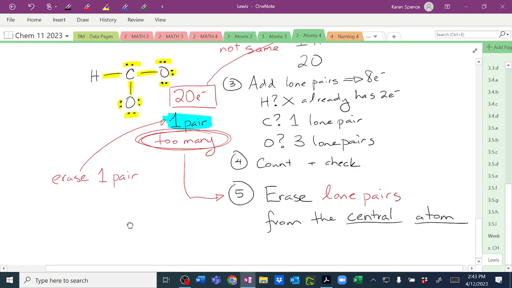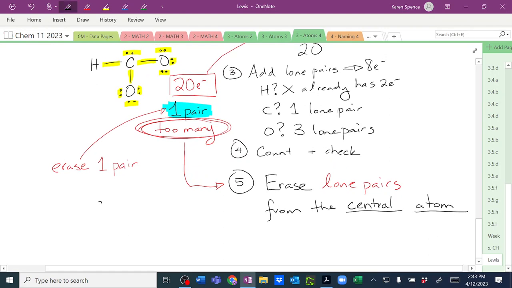So you can just go erase it. I'm going to redraw it. I'm taking it off of the carbon. Good thing there was only 1 pair to erase because the carbon only had 1 lone pair.